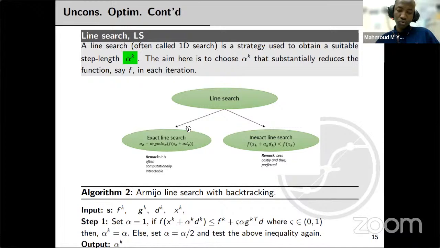It's a classical approach whereby you have the inputs and then the following steps, composing what we call a backtracking line search. I will discuss more about it probably in the next slides. The other one is what we call a non-monotone line search. Go to the next slide.